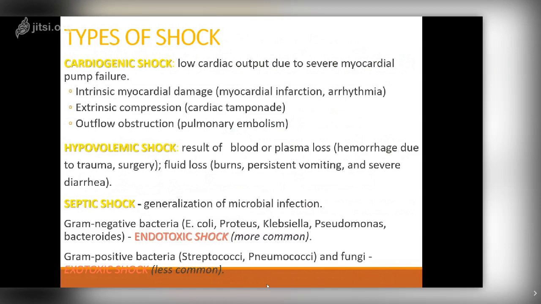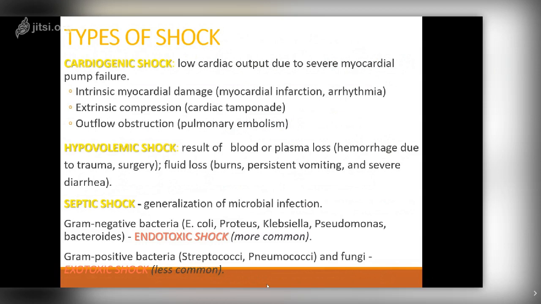First one is cardiogenic shock. In this case, low cardiac output is the result of hypoxia and hypoperfusion of the tissues. It may occur if there is intrinsic damage of myocardium or compression of the heart from outside, or for example, if there is obstruction of the outflow of the blood. And of course, in this case, as a doctor, you will have to try to stimulate, if possible, the heart to improve cardiac output. Next type of shock is hypovolemic shock.